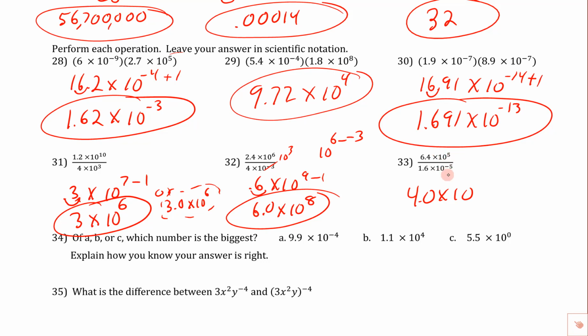10 to the 5th divided by 10 to the -5th. 2 ways to do this: 5 minus -5, or we could just write that on the top, so we add them together. So this is going to be 10 to the 10th either way. So we'll circle that, we're done there.